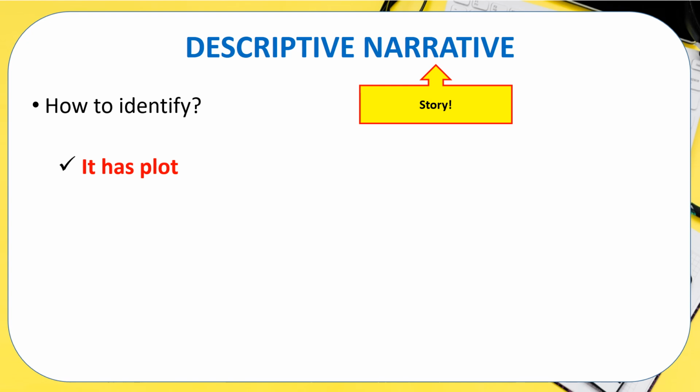First, it has plot. Remember, this is a story, so it has to have plot. Plot is sequence of events. Aturan peristiwa-peristiwa. What happened? Okay, first thing this happened, and then what is the next thing that happened? Okay, that's what we call plot.